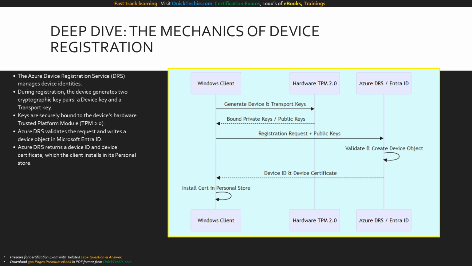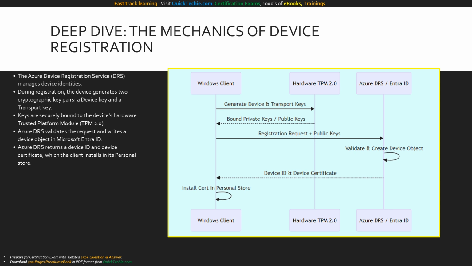When a device registers, it doesn't just pass a name. It generates two sets of cryptographic key pairs, a device key and a transport key. For maximum security against credential theft, these private keys are strictly bound to the hardware Trusted Platform Module, specifically TPM 2.0. The public keys are sent to Azure DRS.